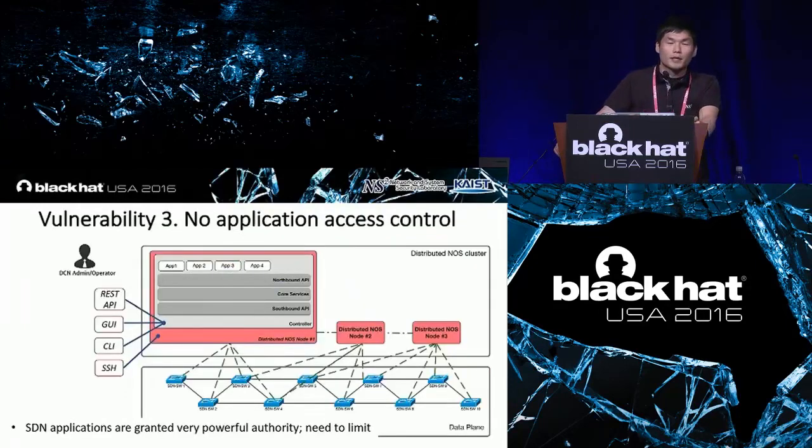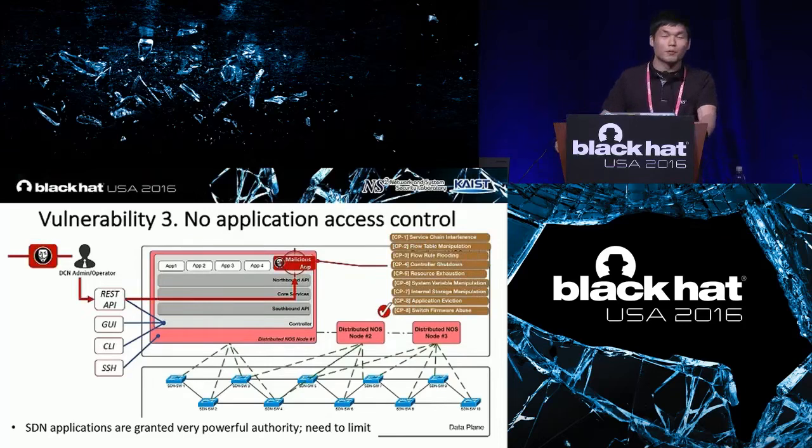The third problem is that there is no access control of SDN applications. In the current SDN controller, the applications are granted very powerful authority, even though they are just applications running on an operating system. So those applications, including even malicious ones, can access the core of the controller and freely manipulate the network behavior as we demonstrated.